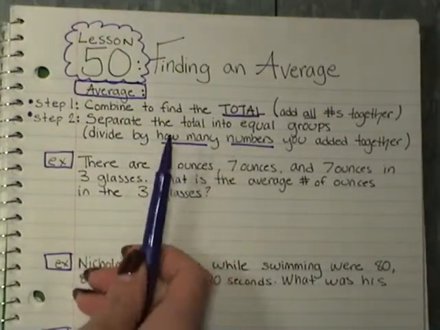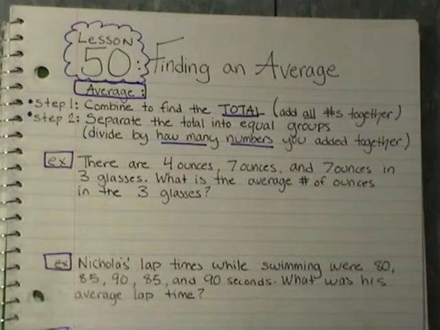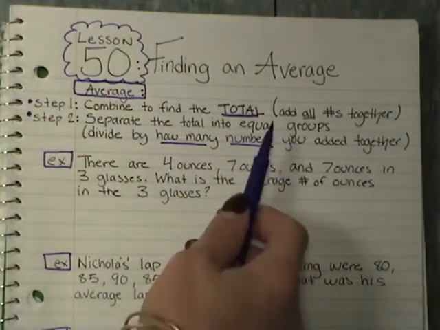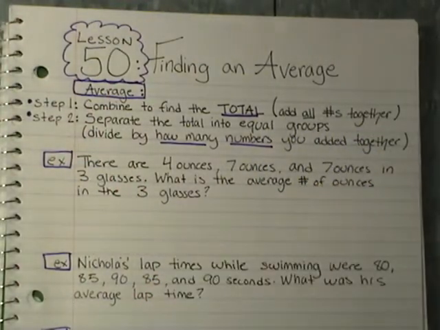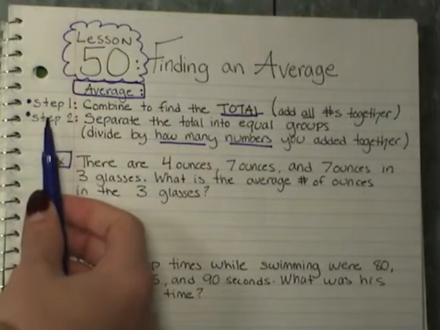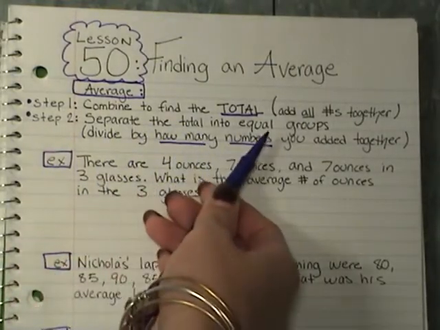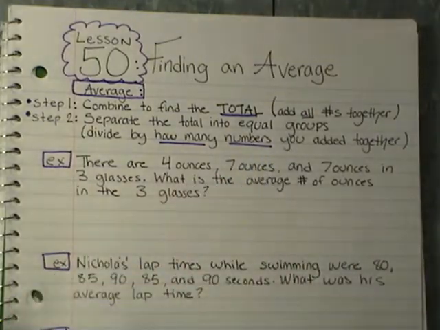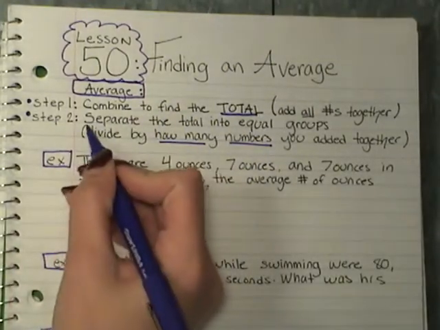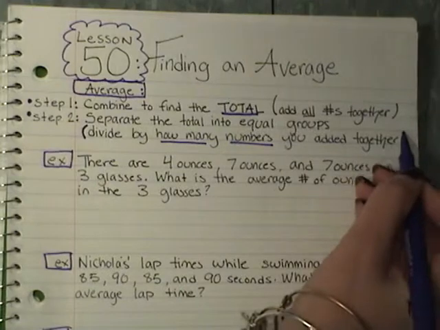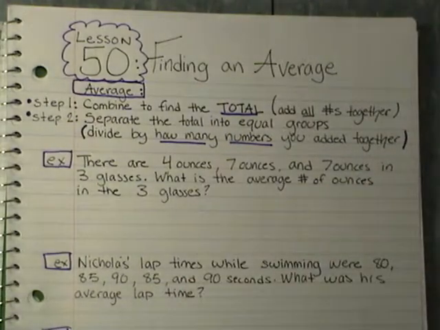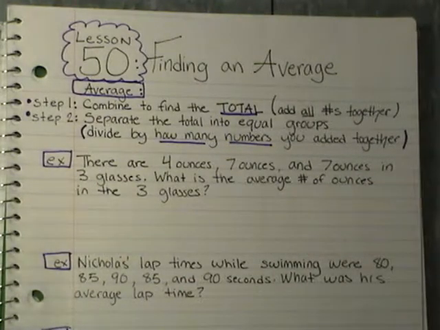What that means is you take all the numbers you're dealing with and you add them all together. Add all numbers together, okay? Combine all of them. Step 2, separate the total into equal groups. Or, in parentheses I wrote down here, which I think is easier for you to understand, divide by how many numbers you added together.